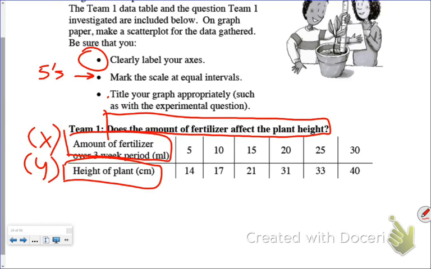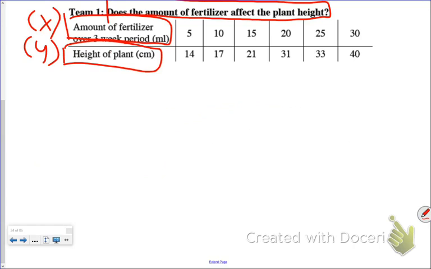All right, here's what you should have. Something close to this. Doesn't mean it's identical. Just means it's pretty close. So there's your X. That's going to be your fertilizer. This is going to be your height. I told you to use 5s. I'm just going to draw a quick sketch without any intervals just to show you what you should have.